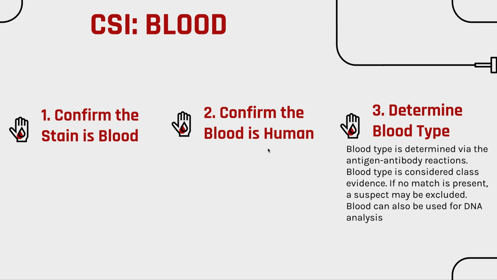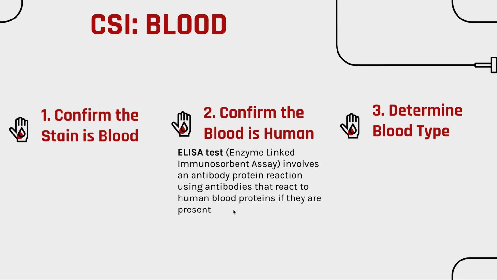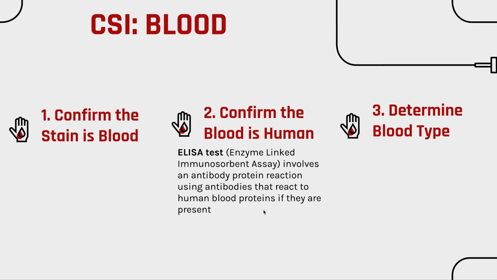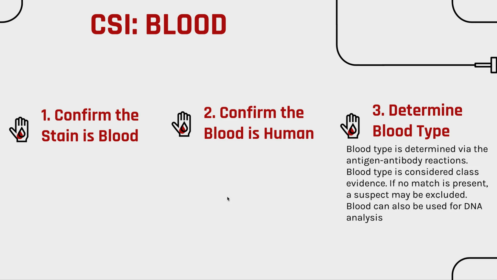Just as I mentioned with the ELISA test, when we use antibody proteins to detect human blood proteins, we'll use the antigen-antibody response as well to determine blood typing. This is where we use a more specific antibody that's looking for either an A blood type antigen, a B blood type, or a positive or a negative, versus here when we're just looking for human proteins in general. If no match is present, then a suspect may be excluded. You could also use blood for DNA analysis. You can use a lot of different factors that go into blood type. So there are lots of different ways that blood can help at a crime scene.